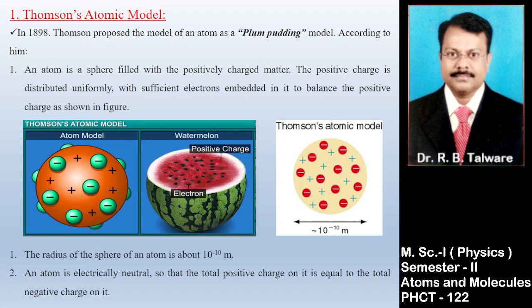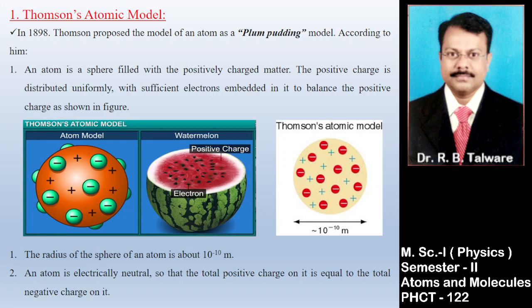This is the diameter, or sorry, the radius of the sphere, which is on average 10 raised to power minus 10 meter. This is the diagrammatic model of the Thomson atomic model. The radius of the sphere of an atom is about 10 raised to power minus 10 meter, as we have already discussed.